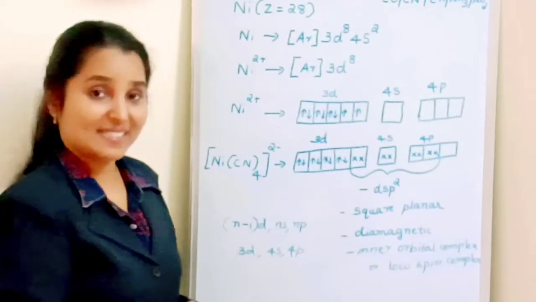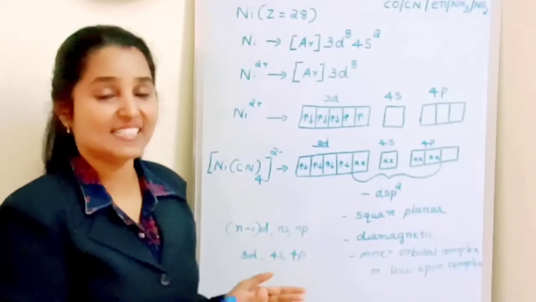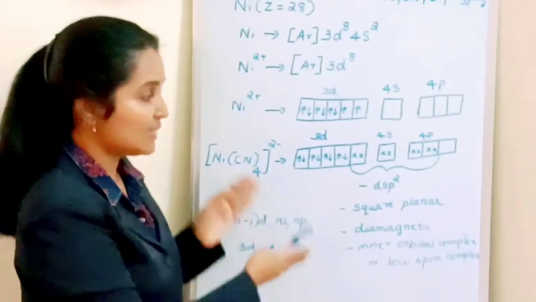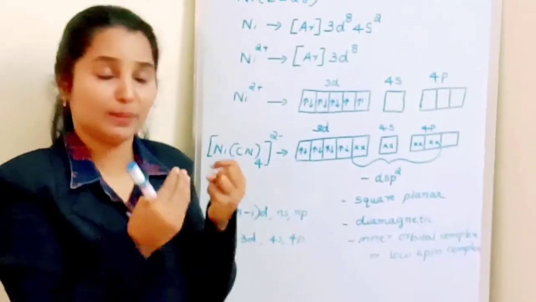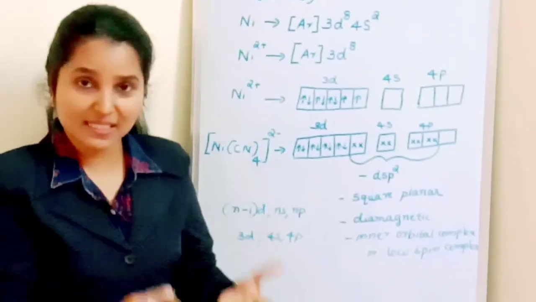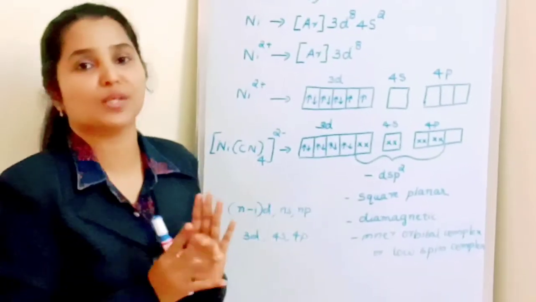So this is the end of our session today. I hope you have understood VBT very easily and very clearly. You can use it in the same way and you can predict the geometry, hybridization, magnetic behavior, and whether it is an outer orbital complex or inner orbital complex very easily by using this method.